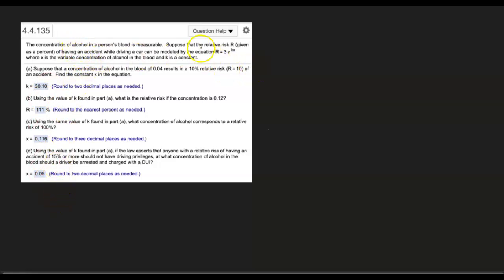All right, so we're given this model, r equals 3 times e raised to the kx, and we are told a specific value here that when x is 0.04, r is 10, and asked to solve for k to begin with. So let's do that part here for part A. When r is 10, we're asked to solve for k. And as well, x is 0.04.